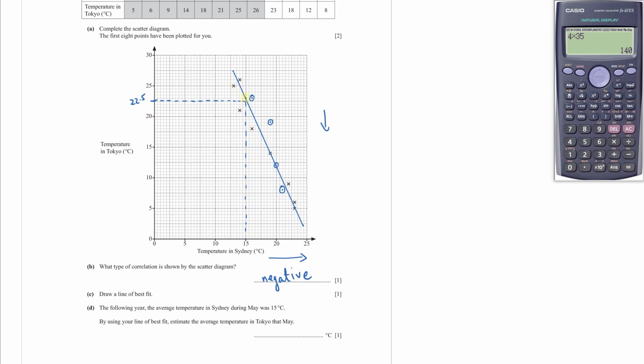In fact, you can go one up as well. I think both are fine. You can also argue that this could be the better point of intersection. So we can write any values. 22.5 is fine as well. I think 23 degrees Celsius should work as well, but you have to make sure you get the intersection point of this vertical line, which is 15 degrees Celsius in Sydney. So the Tokyo temperature is 22.5 degrees Celsius when the X value is 15.